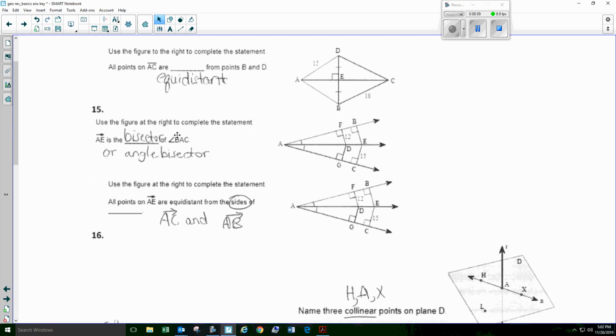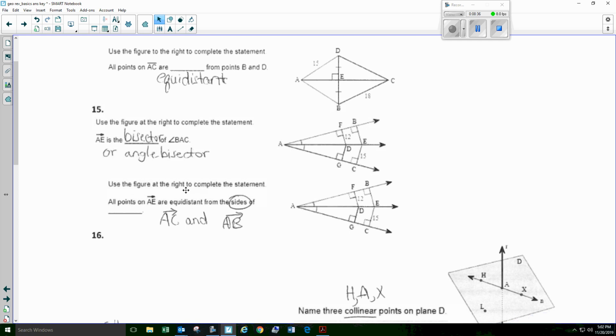All right, number 15. Use the figure on the right to complete the sentence. Ray AE, remember that's a ray, and A is the endpoint, goes through E forever, is the bisector of angle BAC, or you could have said angle bisector, either one. The drop-down menu will have one or the other. If they had both of them, you would choose angle bisector because you're bisecting an angle.